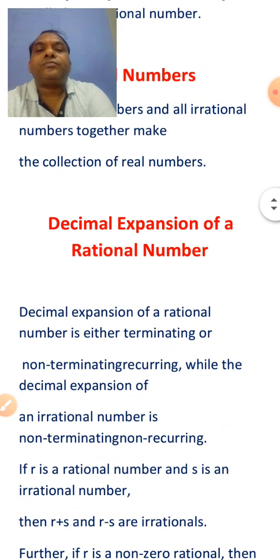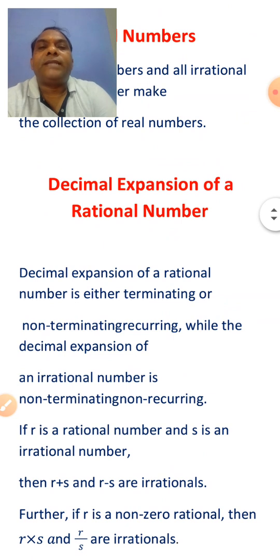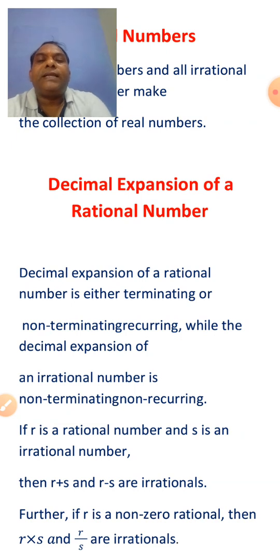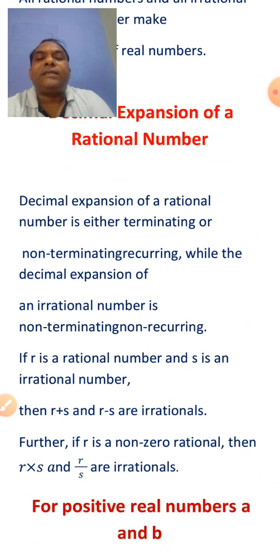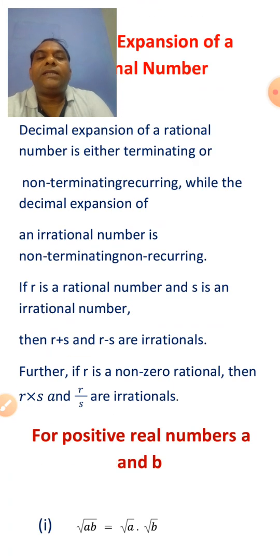Now, decimal expansion of a rational number. The decimal expansion of a rational number is either terminating or non-terminating recurring, while the decimal expansion of an irrational number is non-terminating, non-recurring. If r is a rational number and s is an irrational number, then r plus s and r minus s are irrational. Clear? Further, if r is a non-zero rational, then r into s and r upon s are irrational.